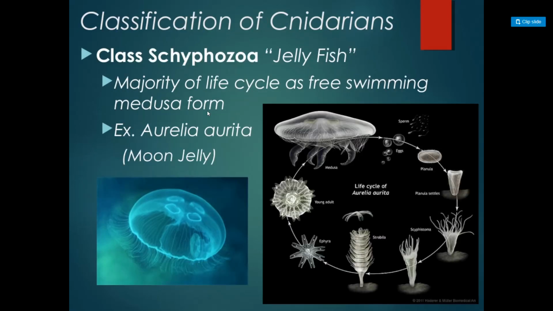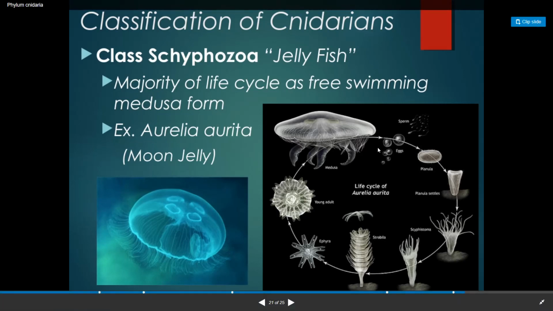So classifications of cnidarians. So you have class Scyphozoa, which is your jellyfish. And you can see there's the whole circle of life. Turns into, there's your polyp stage. Here's your medusa stage.